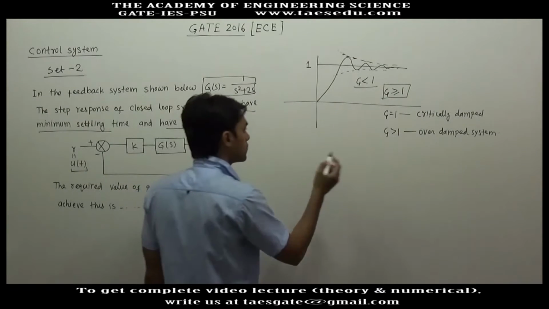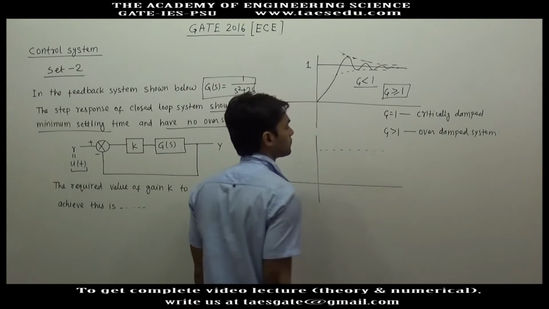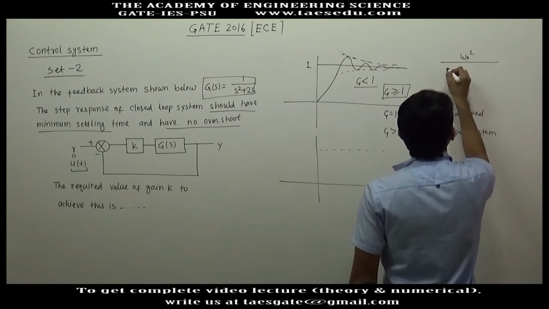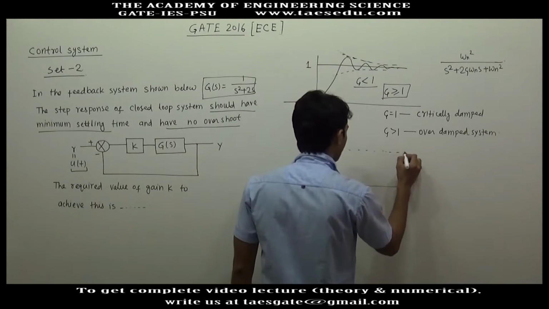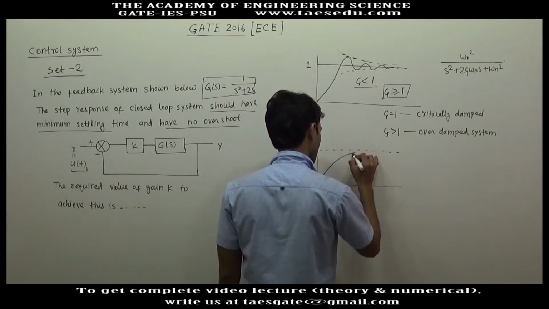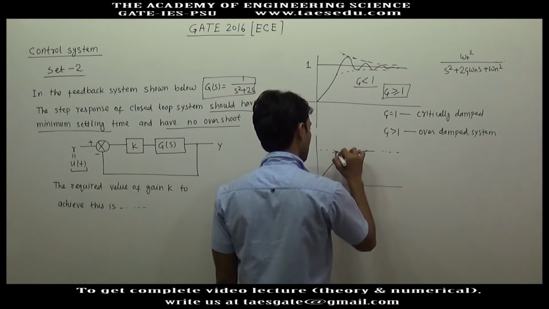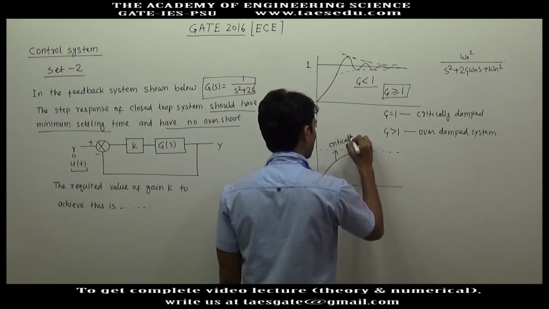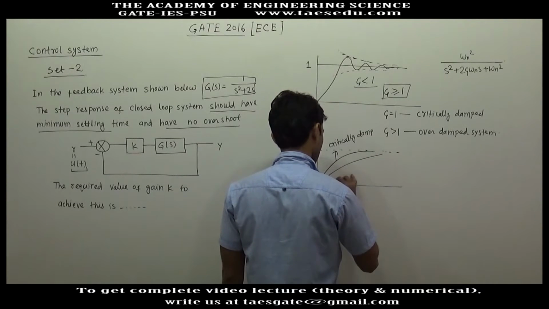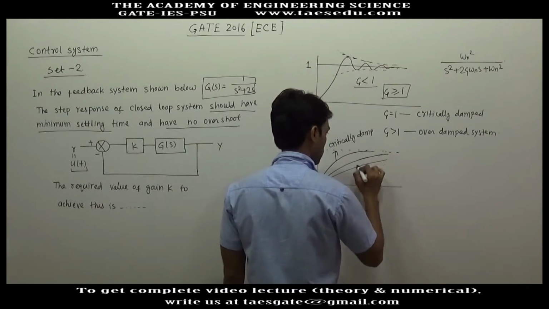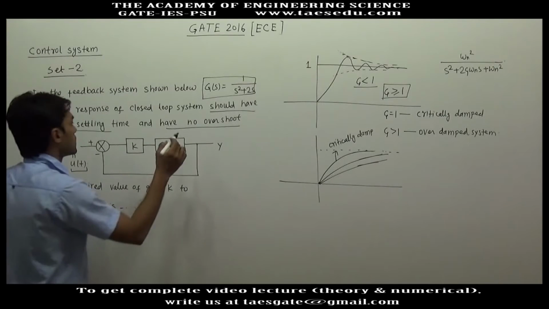Now if I draw the response of a critically damped system, this is the transfer function of a general second order system. For critically damped system, this is the response, and for overdamped system these are the responses. So what we want is that the settling time should be minimum.